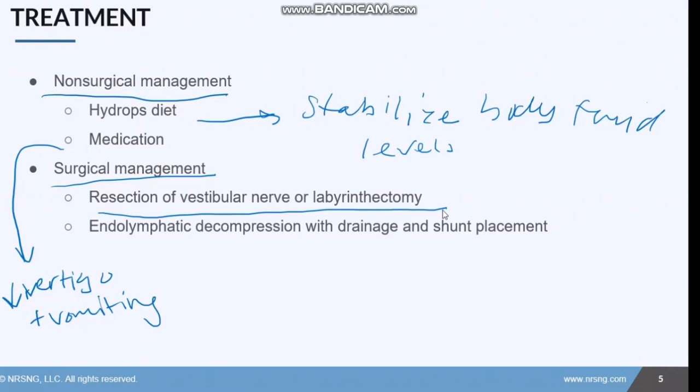Another procedure that can be performed early in the course of the disease is endolymphatic decompression with drainage and shunt placement. The effectiveness varies with this procedure, but basically the endolymphatic sac is drained, and that helps the fluid get drained off.